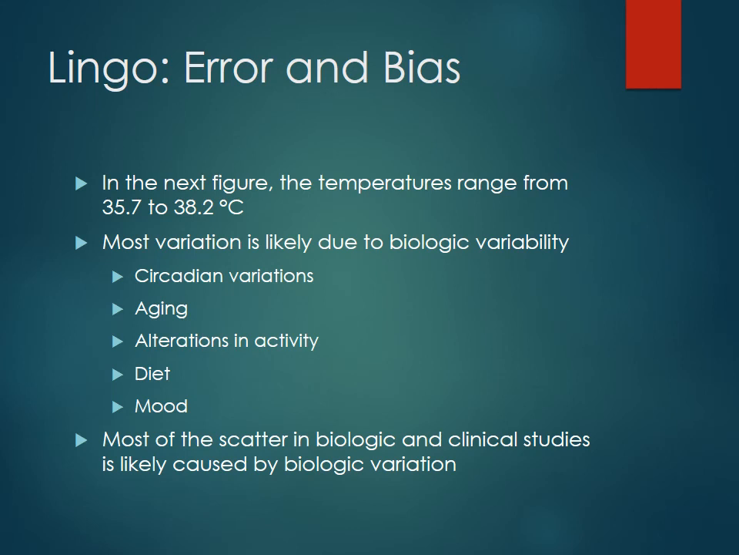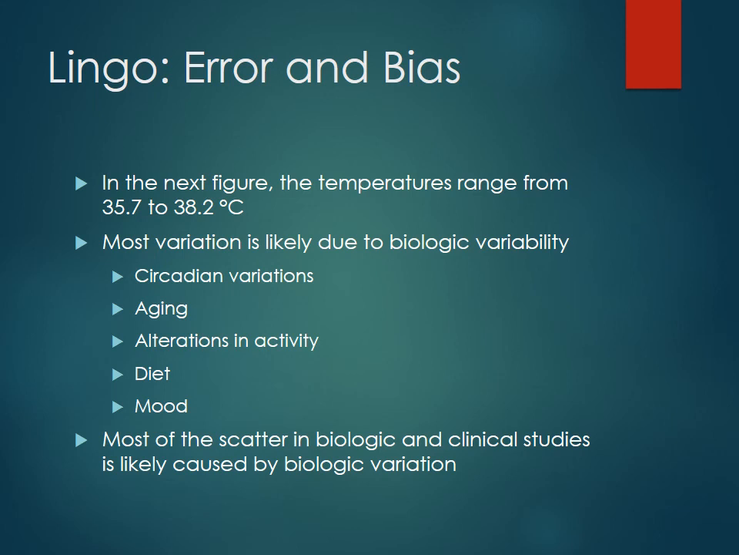Okay, so as we were seeing there, looking at error and bias, looking at the temperatures that range for that set of patients, we'll see a graph in a second, range anywhere between 35.7 all the way to 38.2 degrees centigrade. And what you see is that most of that variability is going to be due to just normal physiologic circumstances, right? So looking at circadian variations, aging, alterations, activity, lots of different things can have effect on body temperature, and most of it's just going to be due to normal variability.